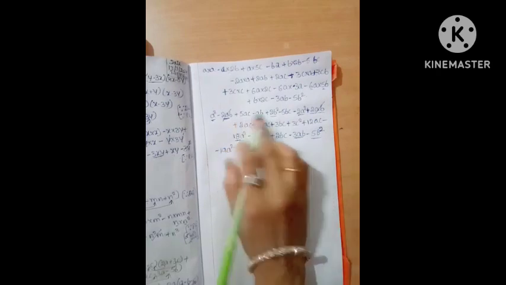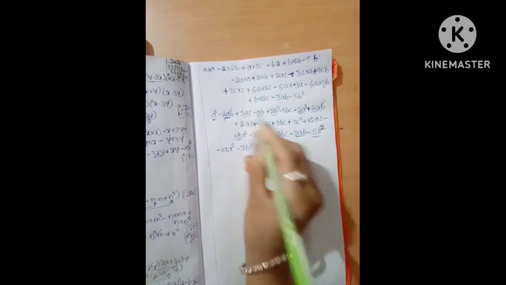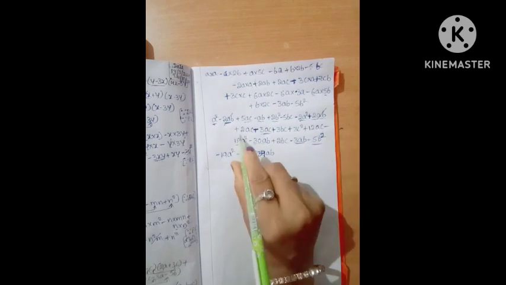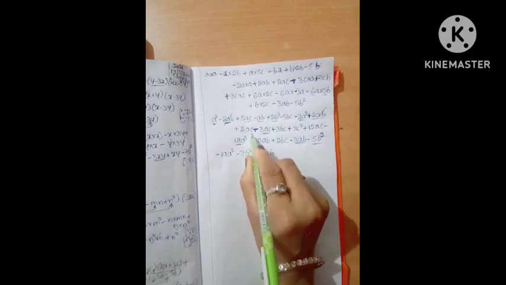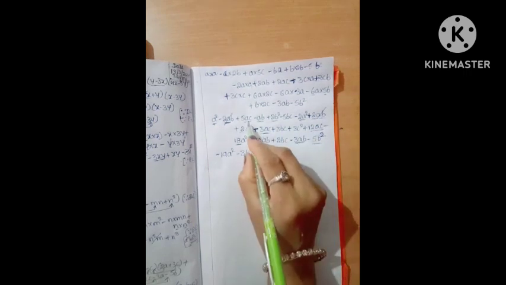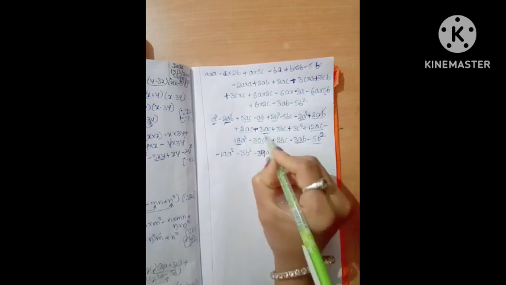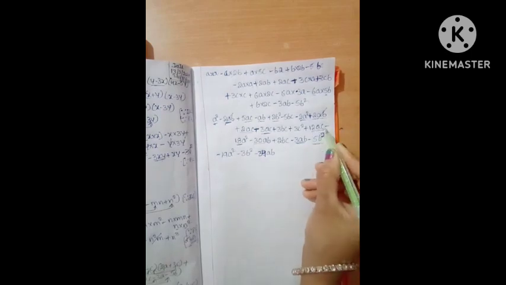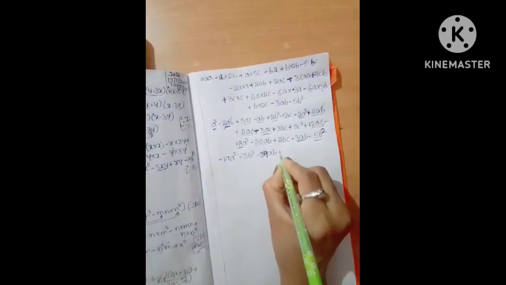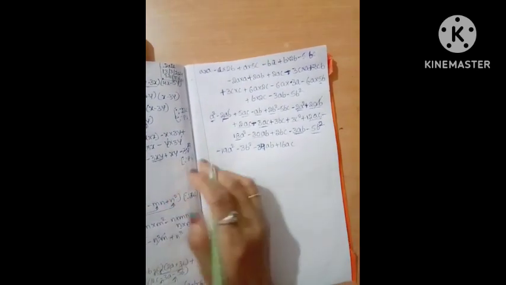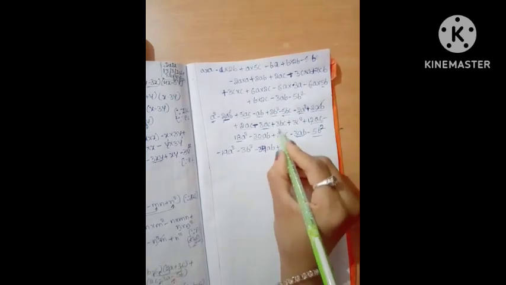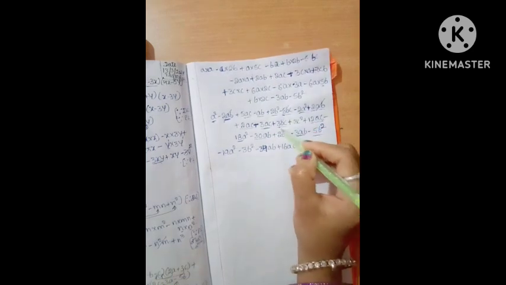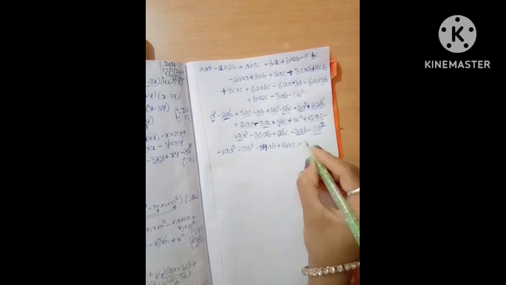Next, ac terms. Plus 5ac. Next, minus 3ac. Here it is plus 2ac. Next, this also plus 5ac. Plus 2ac, 7ac. 7ac minus 3ac, 4ac. 4ac plus 12ac, 16ac, plus 16ac. Next bc. Minus 5bc, here it is the plus 3bc, minus, here it is the plus, all are cancelled. Okay. So this is 0 only.